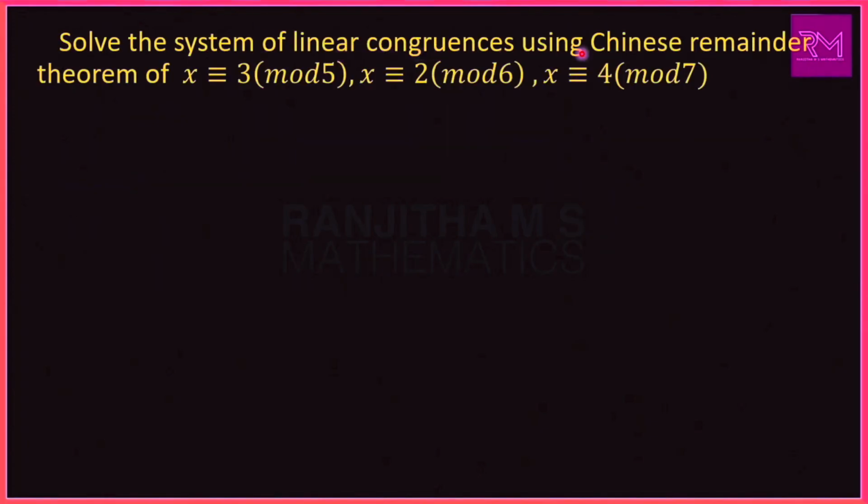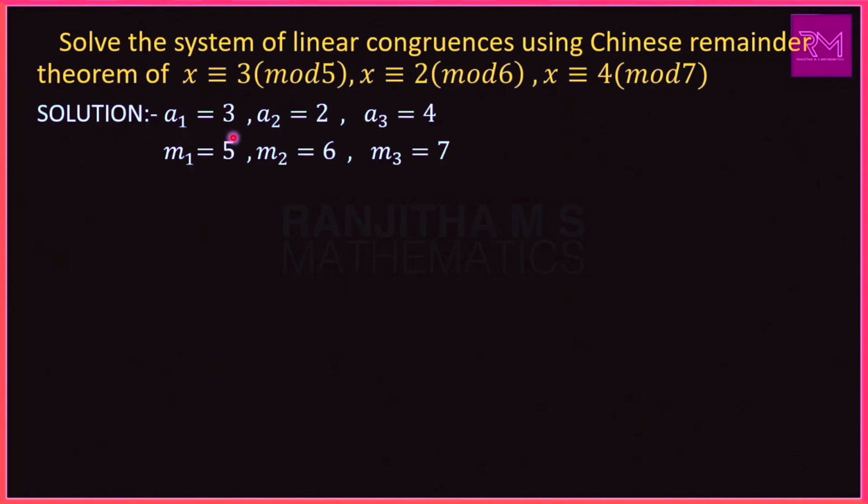Solve the system of linear congruences using the Chinese remainder theorem: x is congruent to 3 mod 5, x is congruent to 2 mod 6, x is congruent to 4 mod 7. First step, we have to take the a1, a2, a3 values and the m1, m2, m3 values. By the given data, a1 is 3, a2 is 2 and a3 is 4. Similarly, m1 is 5, m2 is 6 and m3 is 7.